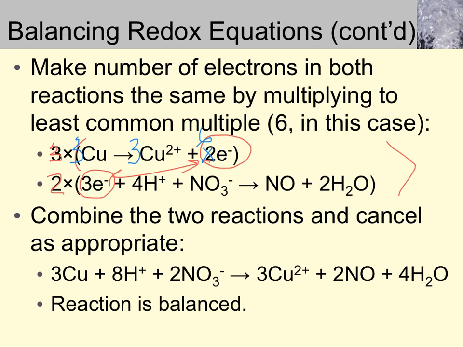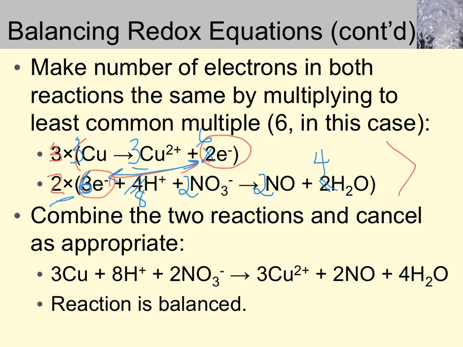6 electrons. So multiply every single thing by 3. And the second half reaction, multiply every single thing by 2. So again, I'll have 6 electrons. Notice the number of electrons is the same now. Okay, and that will give me 8 hydrogen ions and 2 nitrates. I'm still multiplying everything by 2. 2 nitrogen monoxide and 4 water.